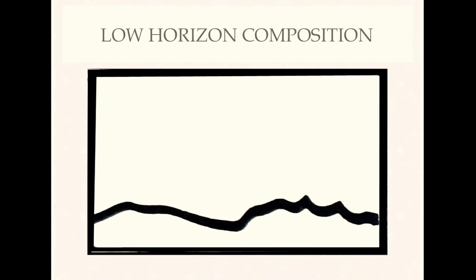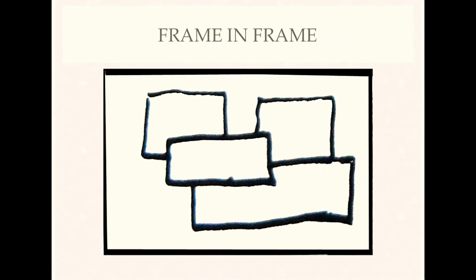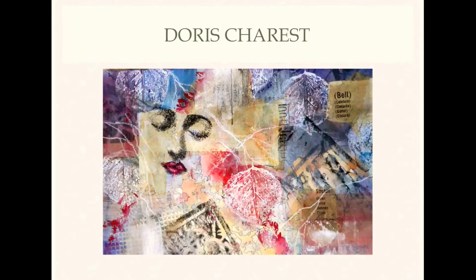You'll also have the low horizon composition and examples. You will have the frame in frame composition and more examples. Now, every 3 compositions, I give you an assignment. You will work on using one of these compositions and create a painting. So by the end of the course, you will have at least 3 paintings under your belt using the compositions.